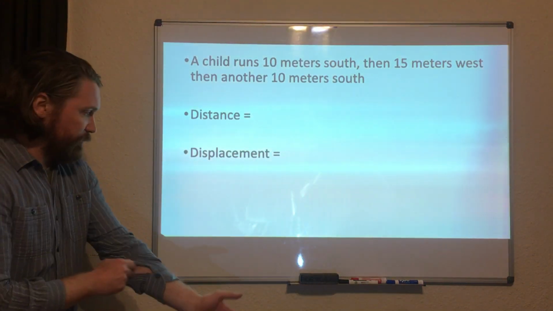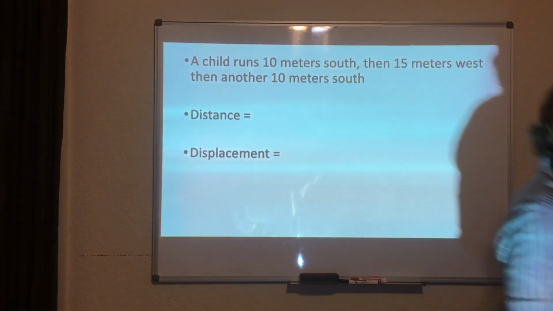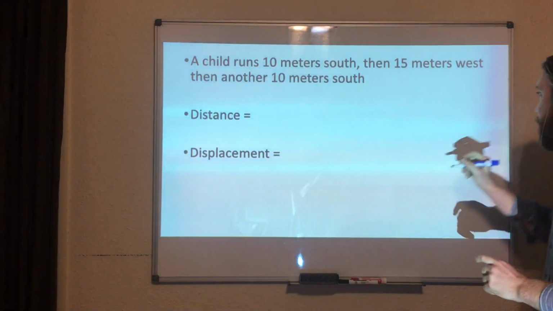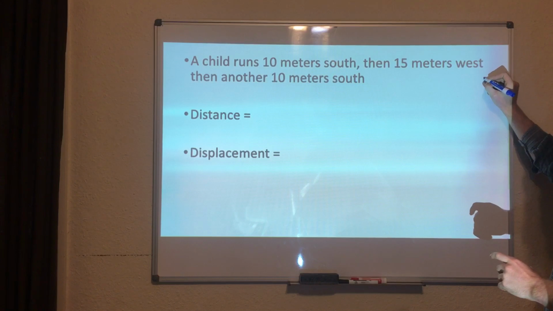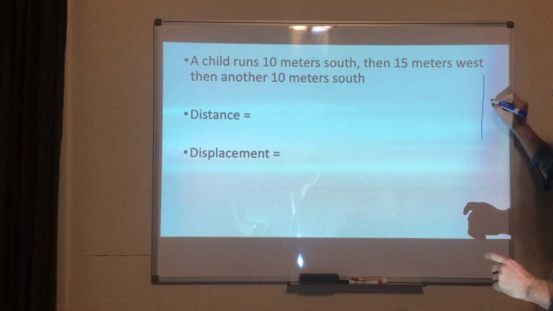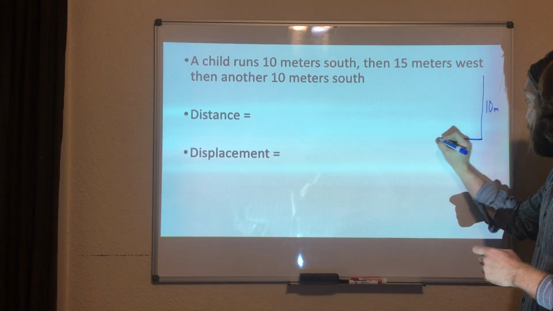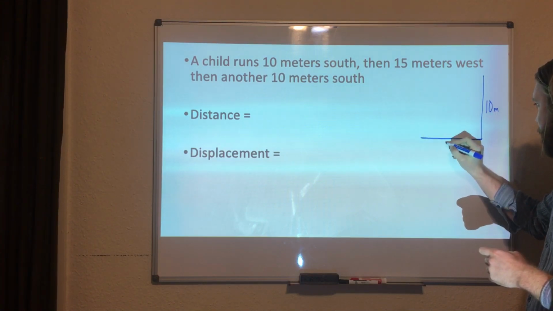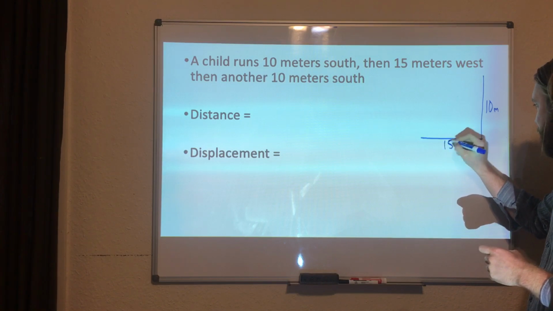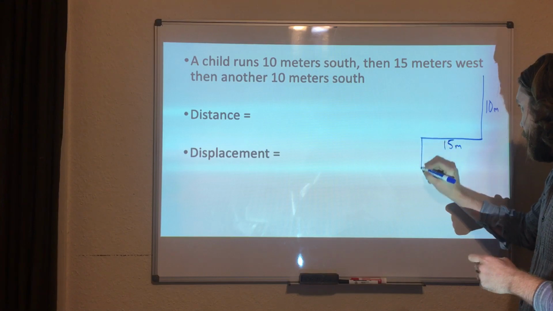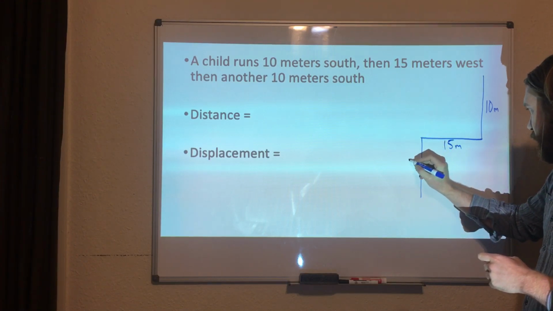Let's look at an example. Okay, here we have a child running. So let's look. The child is going to go 10 meters south. All right, so here we go. We're going to go down 10 meters. Boom, 10 meters. We're then going to go 15 meters west. 15 meters. Again, this isn't perfectly to scale. And then we go another 10 meters south. Okay.